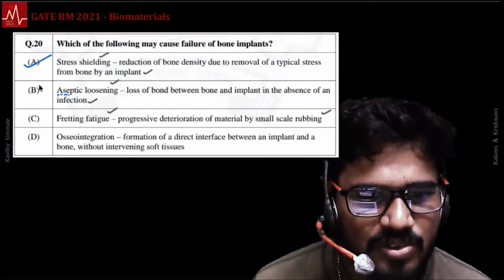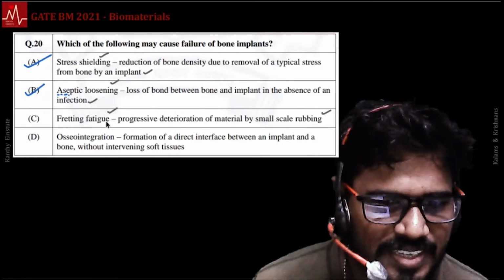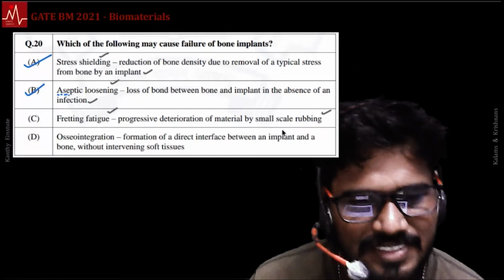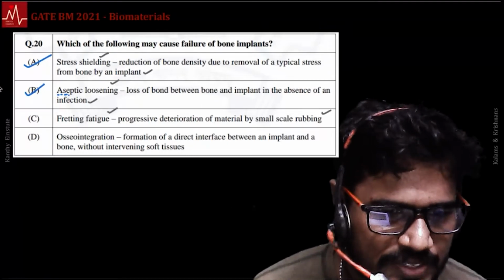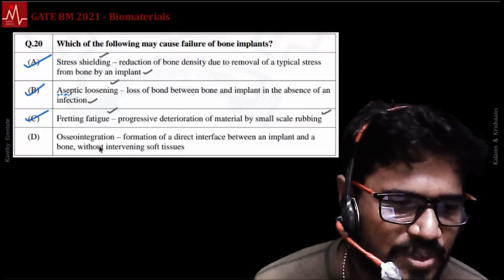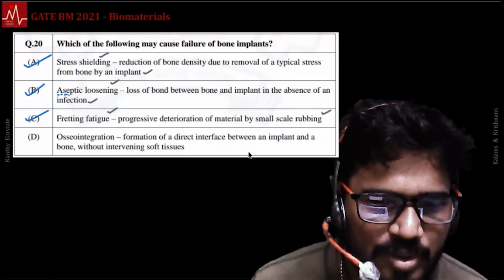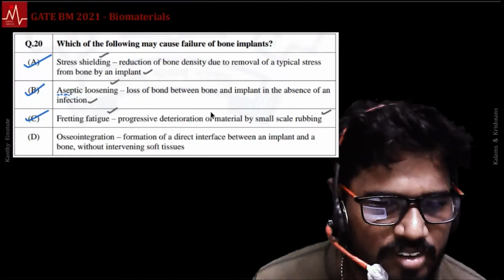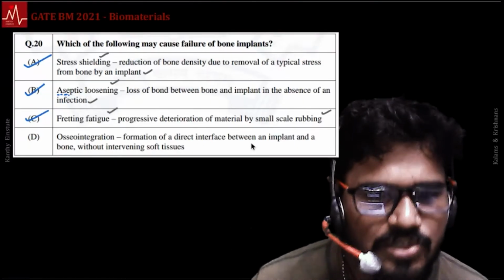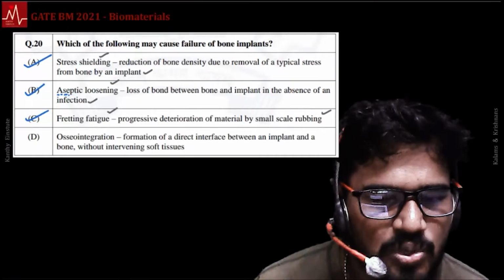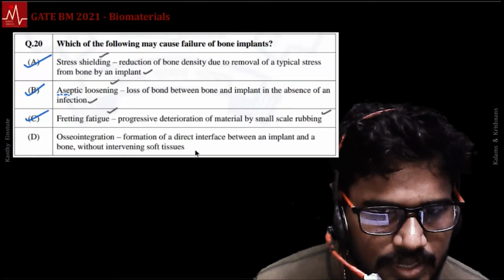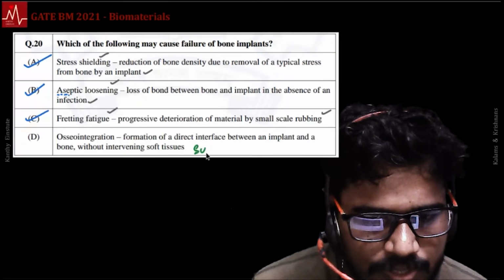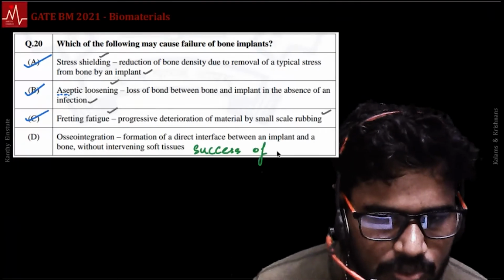So things cannot loosen. Fretting fatigue, again, is essentially small-scale rubbing; the material degrades, then starts corroding. Don't want that. Osseointegration is something that you really want, right? The implant that you put in should bond well with the bone, and preferably it should form a direct interface. This is what should happen in implants that succeed, right? So the rest of them, you need this for success. The rest of the things, of course, are failures.